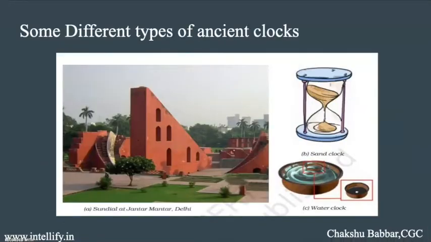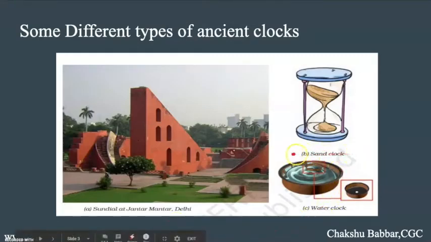Here are some different types of ancient clock. These were used in ancient times. This is a sundial at Jantar Mantar, located in Delhi. It was built by the founder of Jaipur in Rajasthan and it was completed in 1734. It is the world's largest sundial and a UNESCO World Heritage Site.